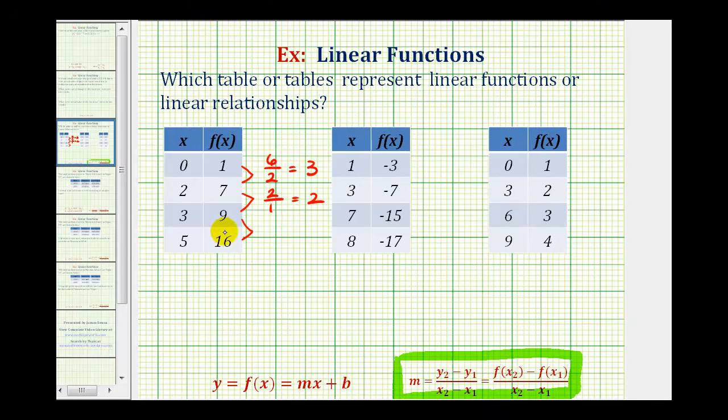But let's go ahead and find the rate of change between these function values and these x values. So we'd have 16 minus 9, that's 7, and 5 minus 3 is 2. 7 halves is equal to 3.5. Again, because the rates of change are not the same, this is not a linear function.